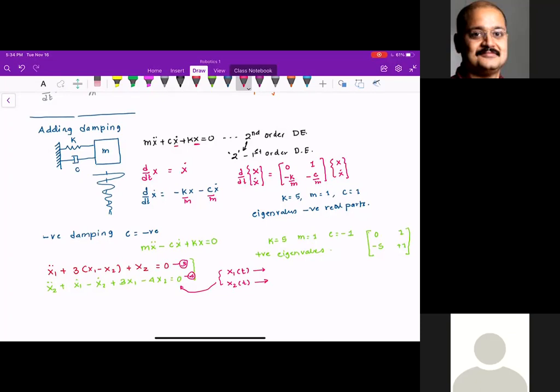No. The easiest solution is x1 of t is equal to 0, x2 of t is equal to 0. Are you with me? Because x1 dot is equal to 0, x2 dot is equal to 0, x1 double dot is equal to 0, x2 double dot is equal to 0, which means everything is 0. Left hand side is equal to right hand side. This is called the trivial solution. Trivial means not important.